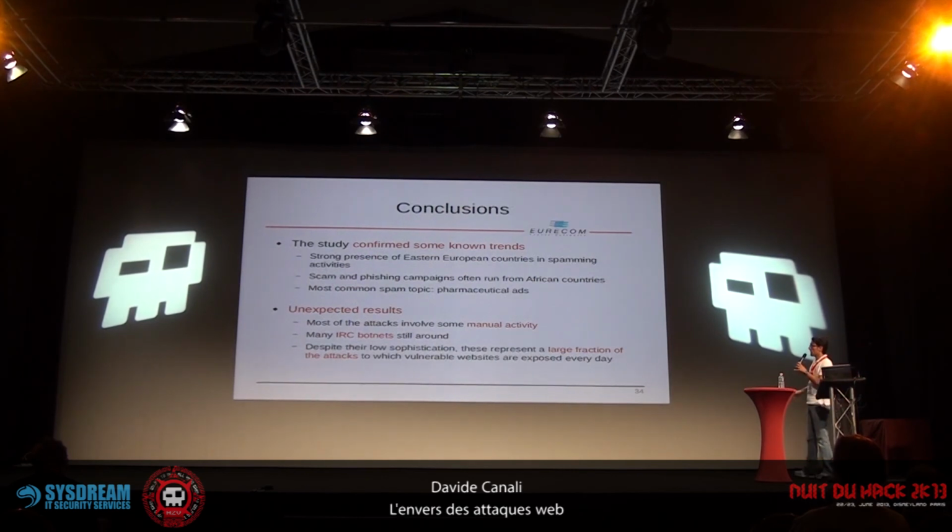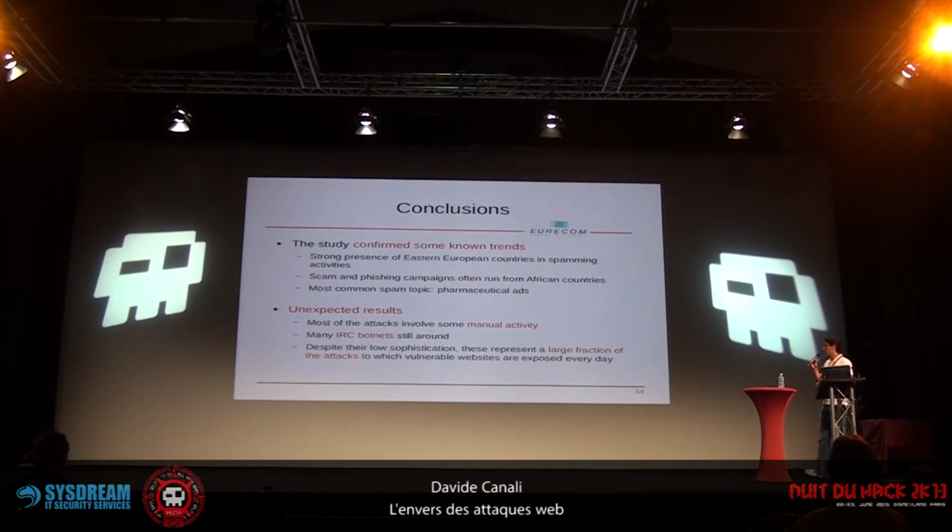But we also had some unexpected results. We noticed, first of all, that most of the attacks nowadays still involve manual activity. That was quite shocking for me. We also found that many IRC botnets are still around. I just wanted to show you a botnet in the last example, but I wasn't able to do so. But still, there are many IRC botnets around.